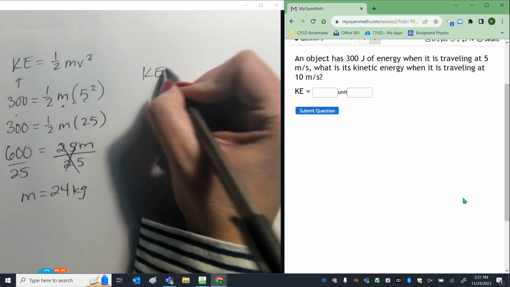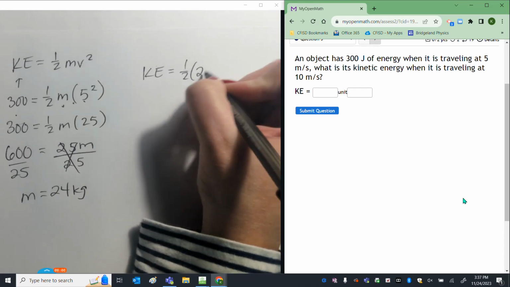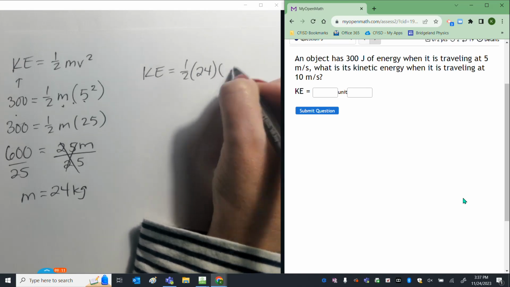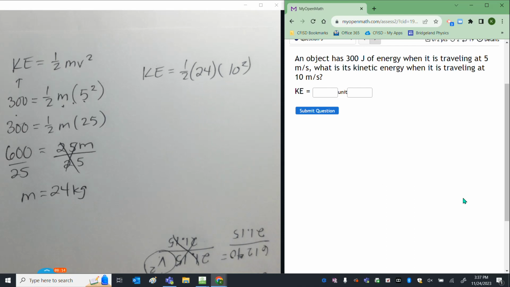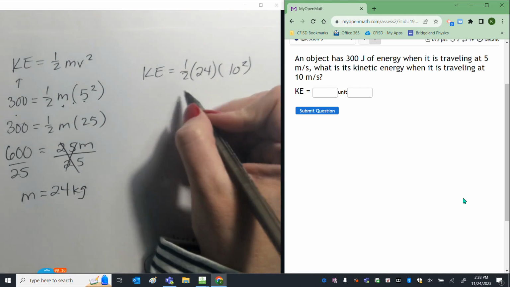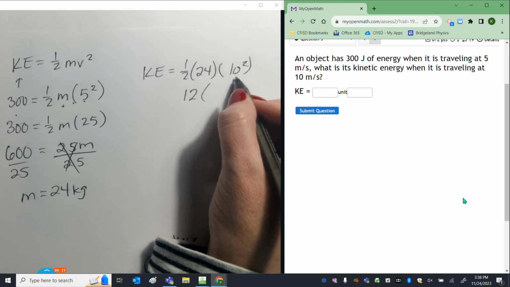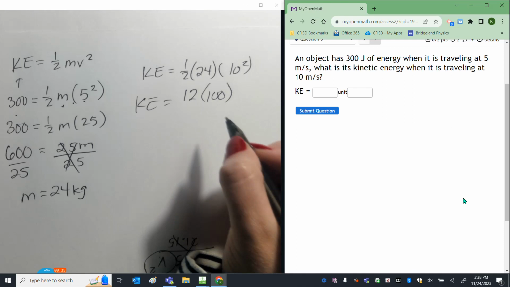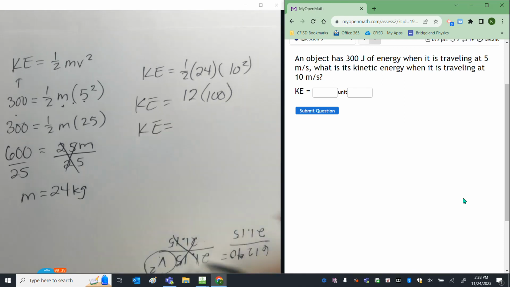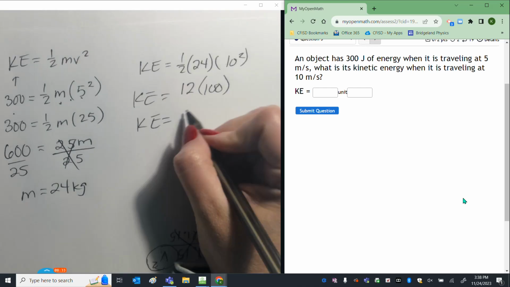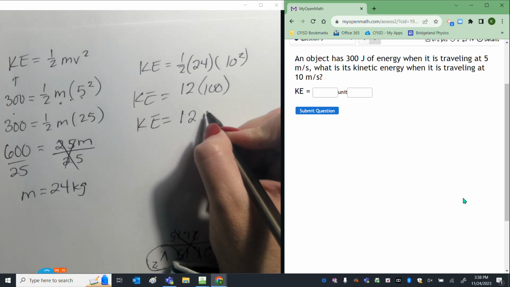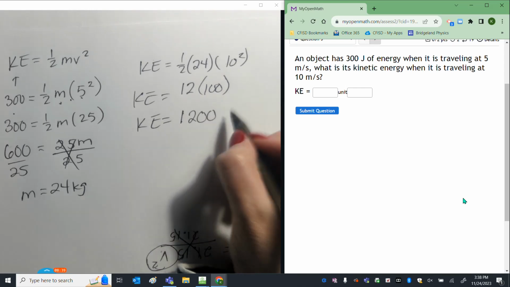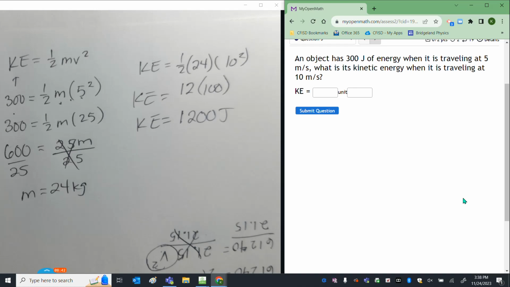So what is its kinetic energy now? It's the same object, so it still has a mass of 24, but now it's traveling 10 meters per second. Find the mass, use it here. Half of 24, of course, is 12. 10 squared is 100. So KE equals 12 times 100. You should be able to do this one in your head, but you can type it in the calculator if you need to. 12 times 100 is 1,200 joules. Now, did I have to do all of that?